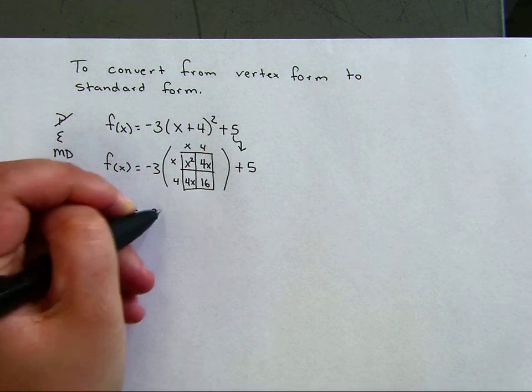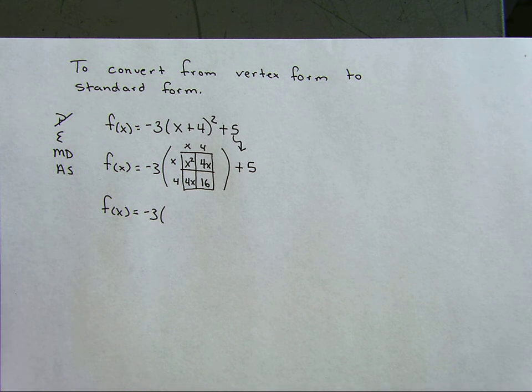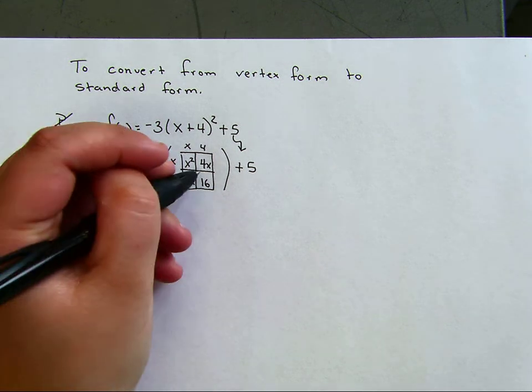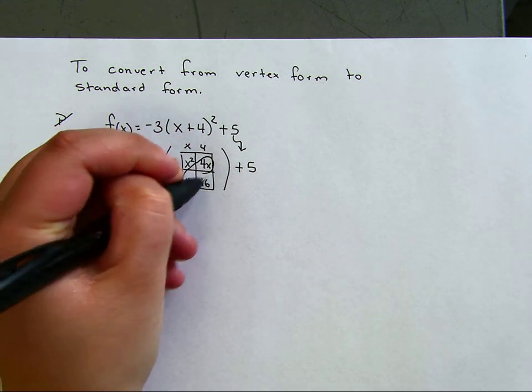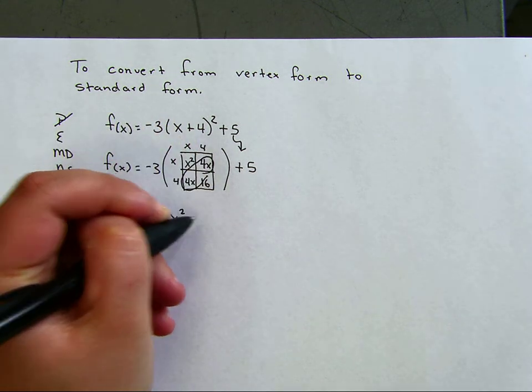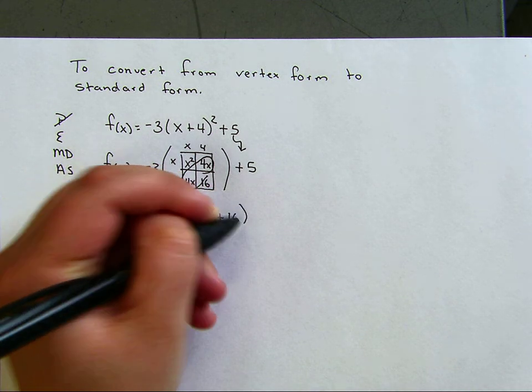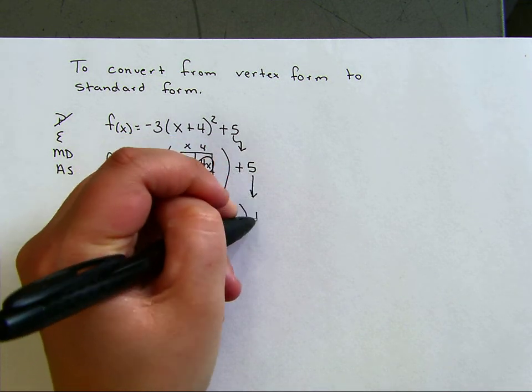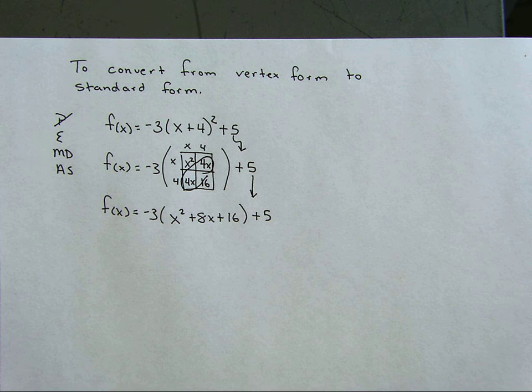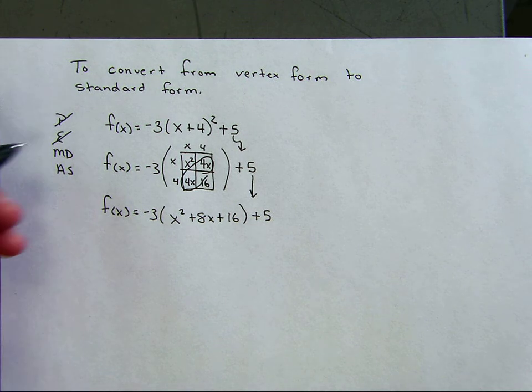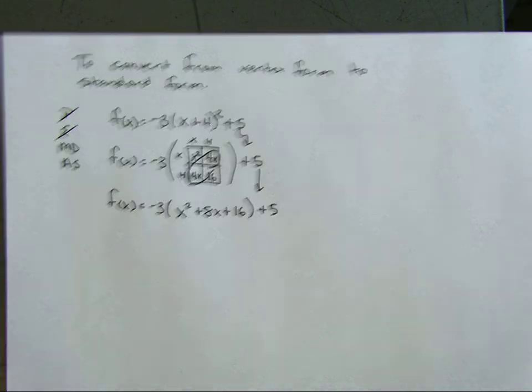Now we're going to have that negative 3 on the outside of the parentheses, and then we're going to combine like terms. So we have x squared plus 8x plus 16. Now once again, remember to drop down that plus 5. So we just took care of the exponents.